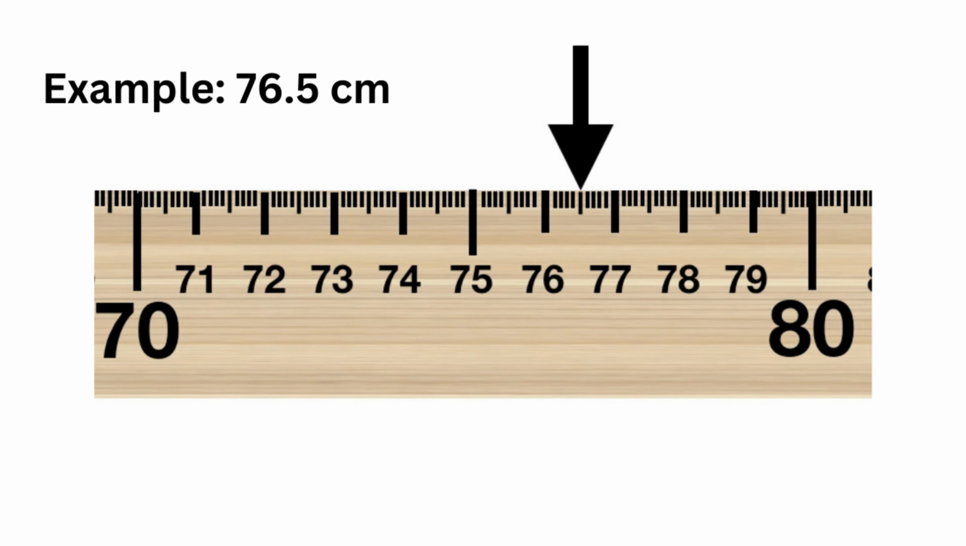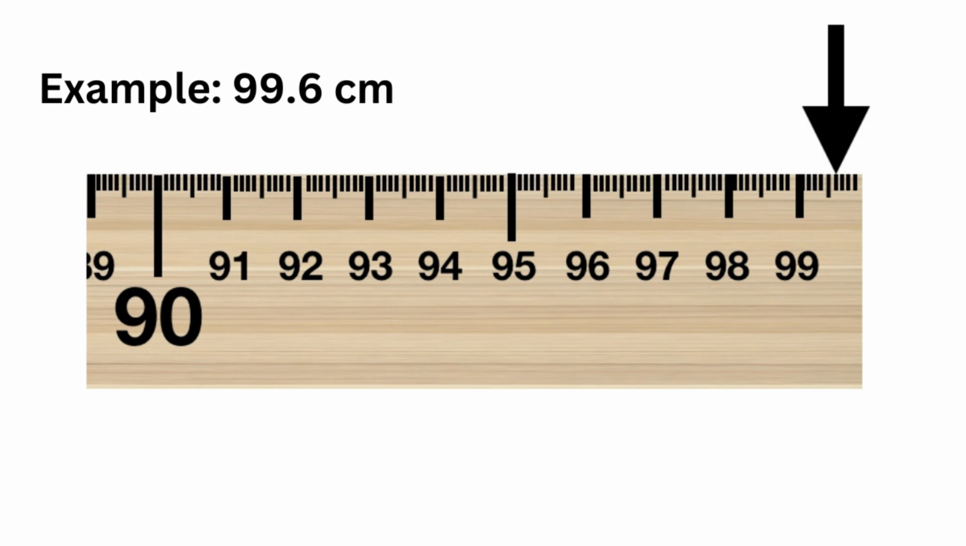Let's do another one. This is 76.5 centimeters. So on the ruler, you got 76 centimeters. And then you count the little marks and stop at the 5th mark. That's 76.5 centimeters. Let's try one more.